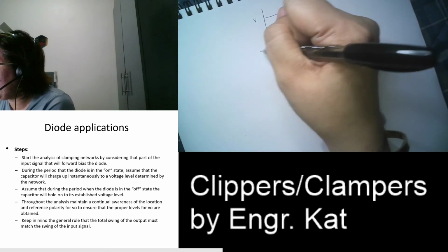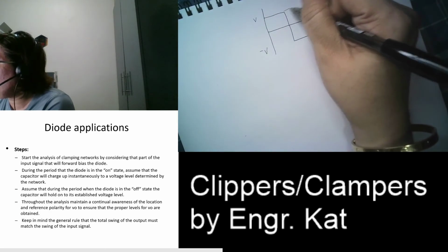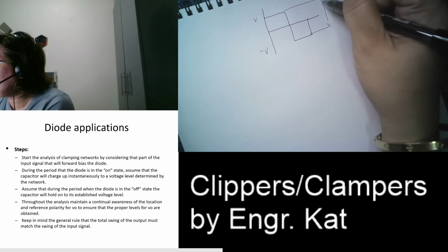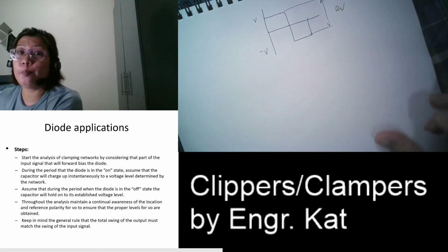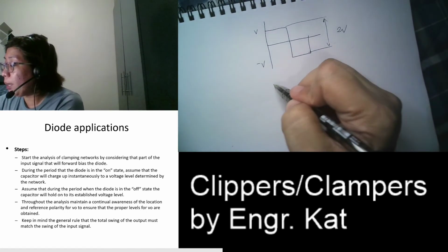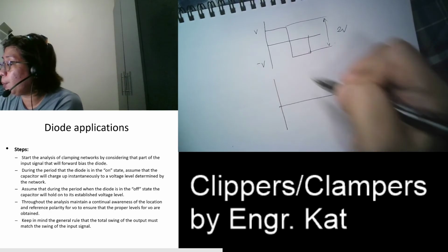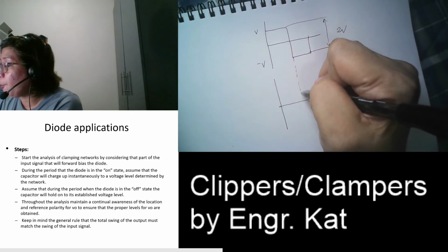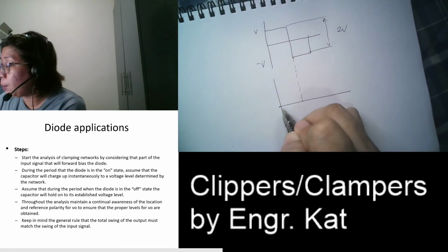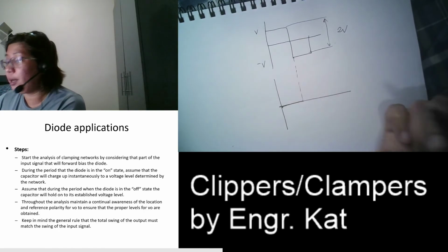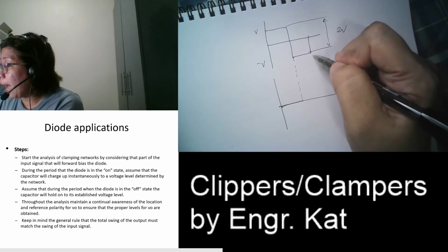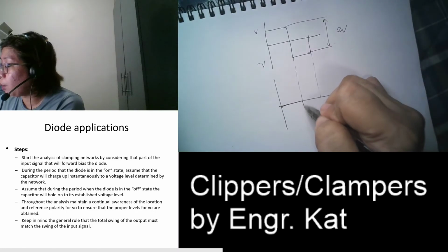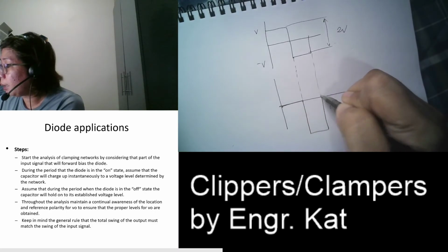This is V, and this is negative V. So if we're going to get the peak to peak of that, this is equivalent to 2V. Okay? So what's your input and output? What's your output during the positive half? Our output is 0. During the negative half, what is our output? Our output is negative 2.